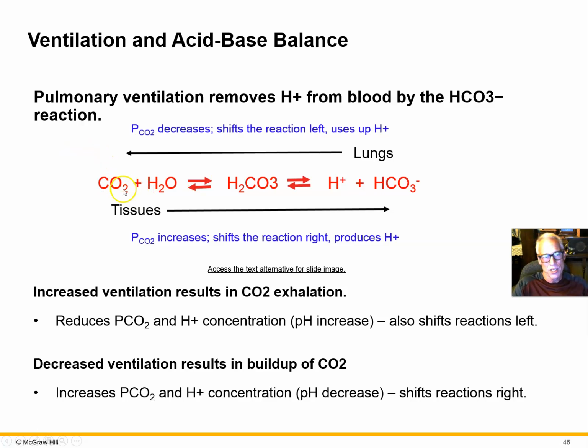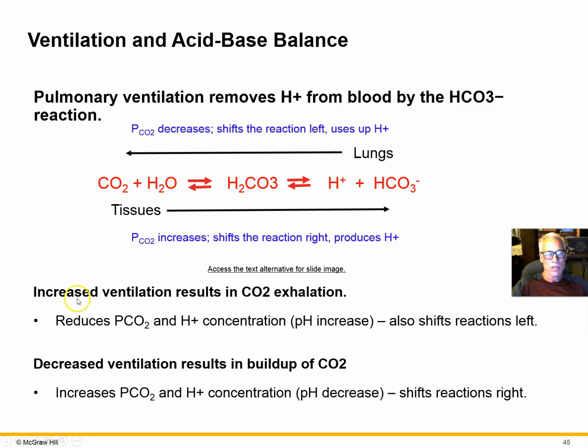Then when we get to the tissues, the cells are producing a lot of CO2, piling up something on the left side of the reactions, and that will push like a plow, push the reactions to the right, like again a swing, and we're going to convert that CO2 to bicarbonate. These reactions swing back and forth as the blood goes from the lungs to the tissues and back.